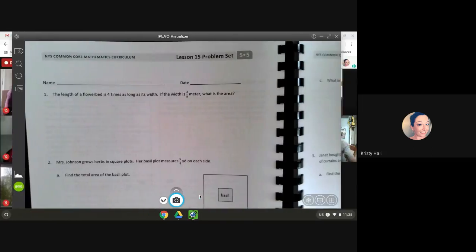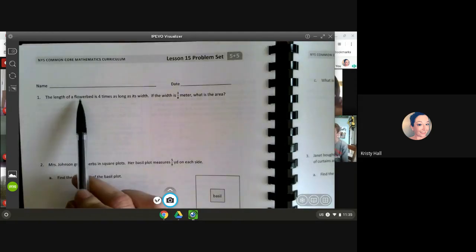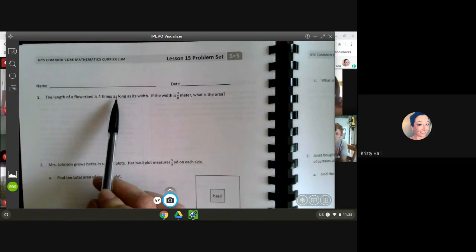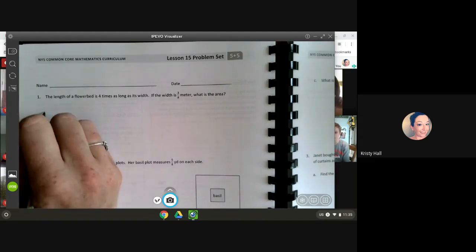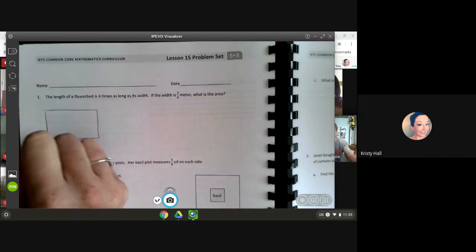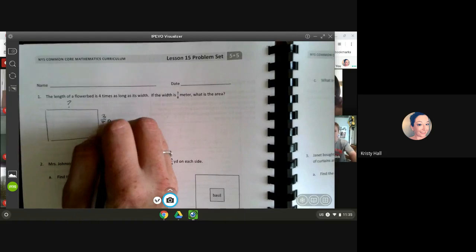So let's look at number 1. The length of a flower bed is 4 times as long as its width. If the width is 3/8 meter, what is the area? So the length of a flower bed is 4 times as long as its width. The width is 3/8 meters. I don't know the length, but I do know the width is 3/8 of a meter.